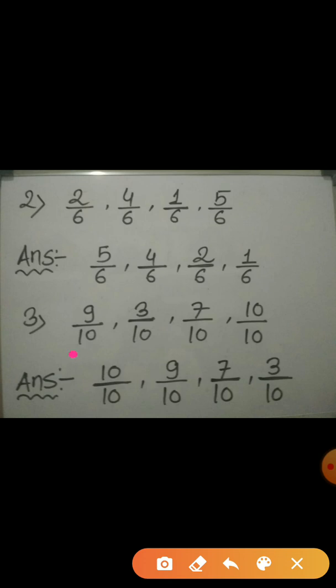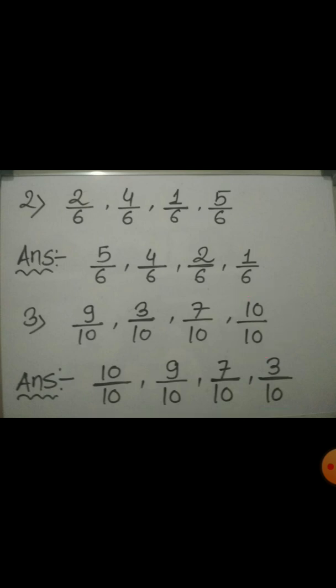The fractions are 9 by 10, 3 by 10, 7 by 10 and 10 by 10. Again all these fractions are like fractions, right? Now which is the greatest fraction? The greatest fraction is 10 by 10 since this fraction has the greatest numerator among all. So first I have written 10 by 10, then 9 by 10 will come, after that 7 by 10 will come and then lastly 3 by 10 will come. So this is the descending order of the given fractions.